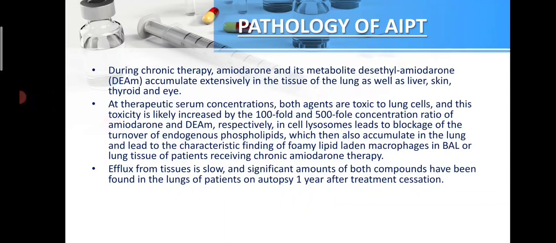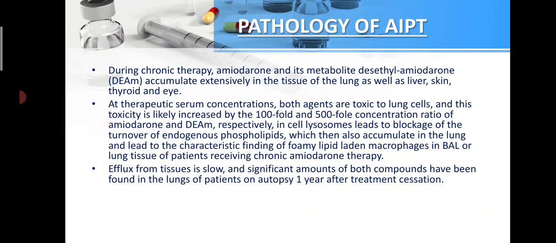Pathology of AIPT. During chronic therapy, amiodarone and its metabolite desethylamiodarone, DEA, accumulate extensively in the tissue of the lungs as well as liver, skin, thyroid, and eye. At therapeutic serum concentration, both agents are toxic to lung cells, and this toxicity is likely to increase by the 100-fold and 500-fold concentration ratio of amiodarone and DEA metabolites respectively in cells.